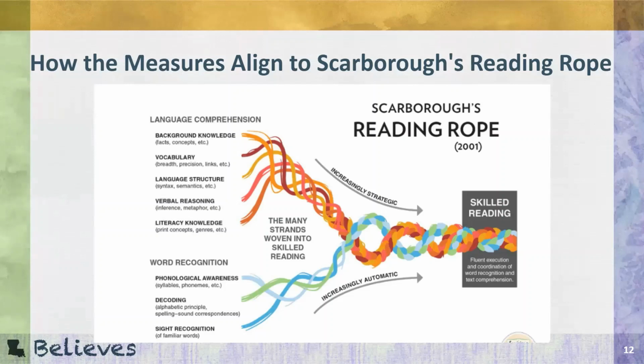When we get into Maze, it is the one indicator that begins to give us information on the upper strands, the red and orange strands of the rope. It tells us if our students are making sense of what they read. It's also somewhat of an indication of their reading fluency, as students need to be able to read enough of the passage to get a benchmark score. But generally speaking, our screener indicators are measuring these lower blue and green strands of Scarborough's reading rope.